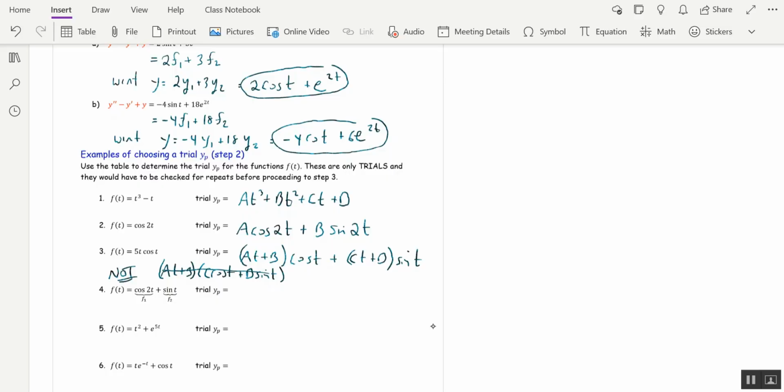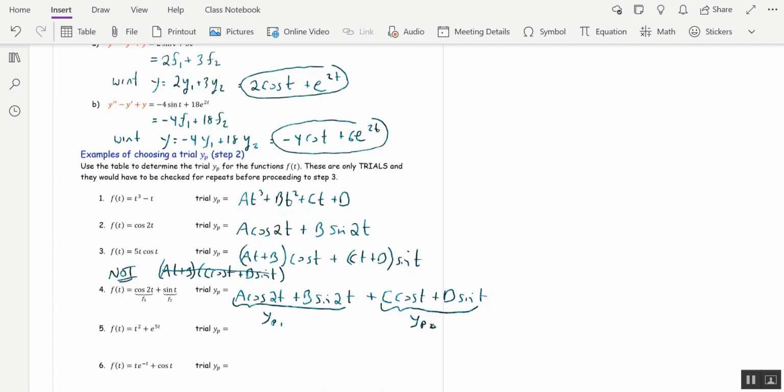Okay, the next one is a combination. We've got an f1 and an f2, and by the superposition theorem that we just looked at, our trial yp can be written as a yp1 and a yp2. Our yp1 would be a cos 2t plus b sine 2t, and then our yp2 would be c cos t plus d sine t. So don't make the mistake of using the same letter. If you've used a and b, you can't use them again in yp2. You need to change letters.